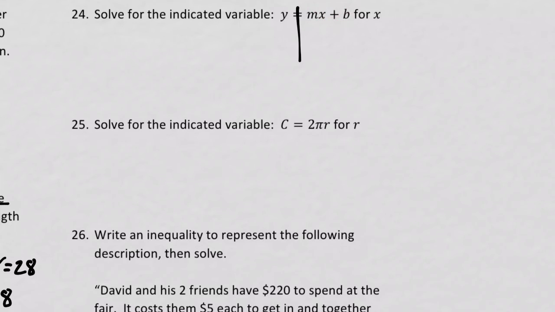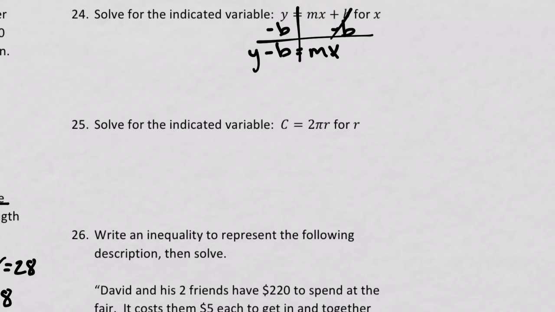Okay. First thing I'm going to do is get rid of the b. So minus b on both sides. What that's going to do is cancel the b, leaving me with mx on the right side, and on the left side I can't combine y and b. So I'm going to write y minus b, like that.